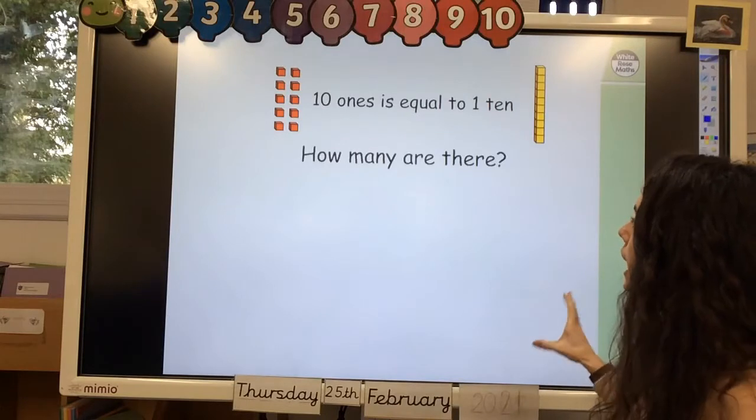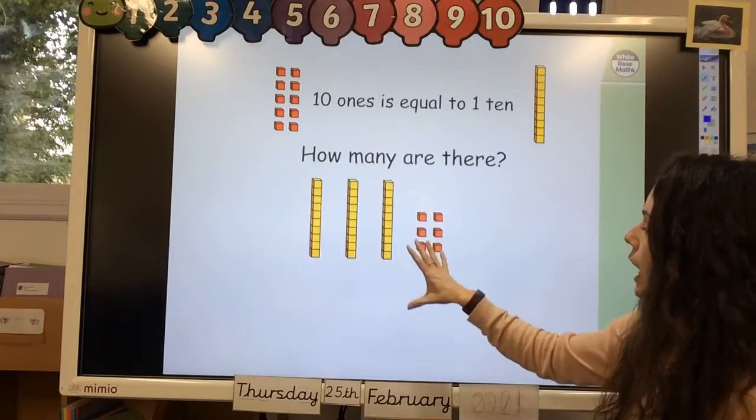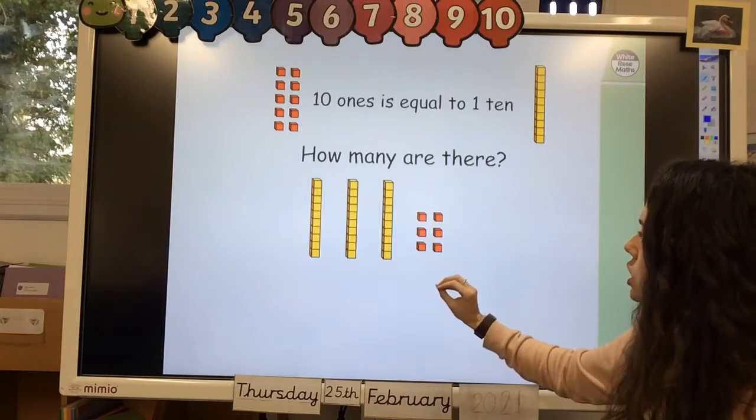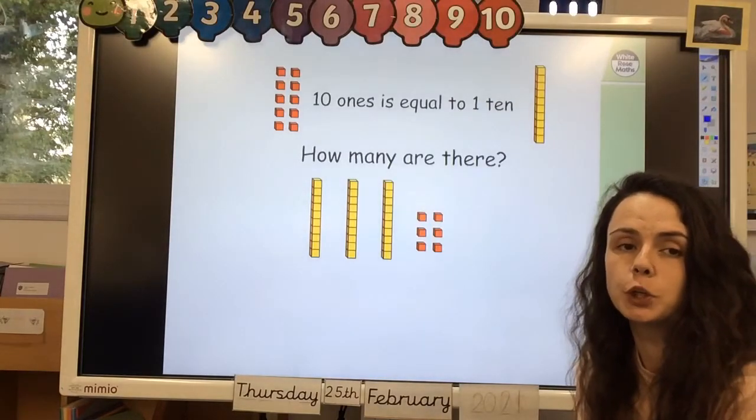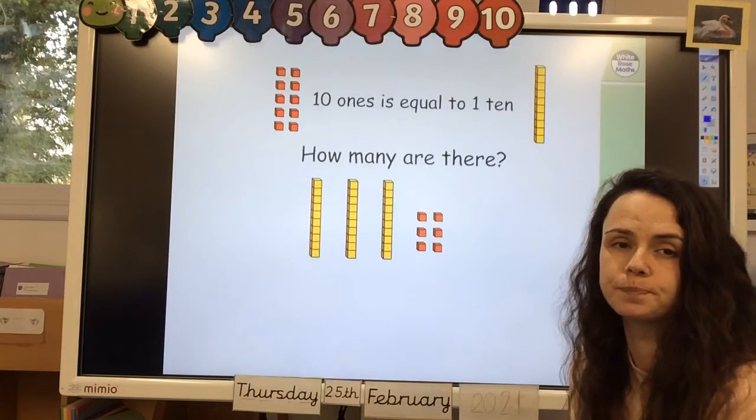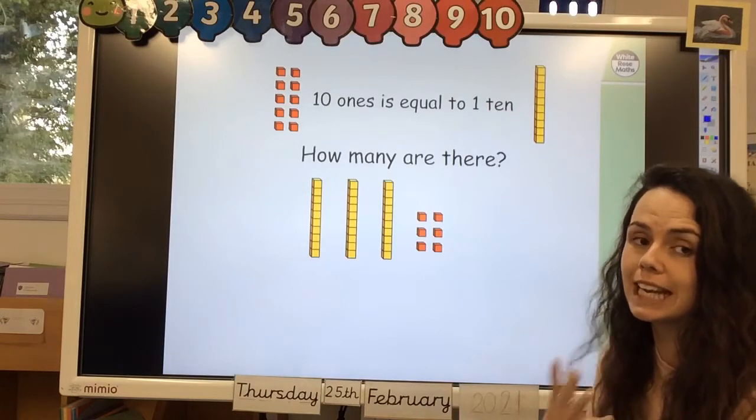So how many are here? How many cubes have we got in total? See if you can work it out. You can pause me if you need more time. Right, let's work it out together.